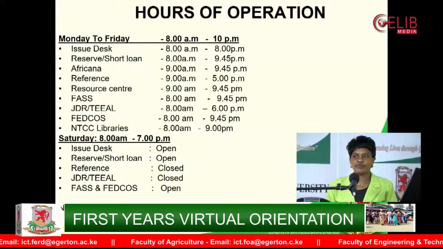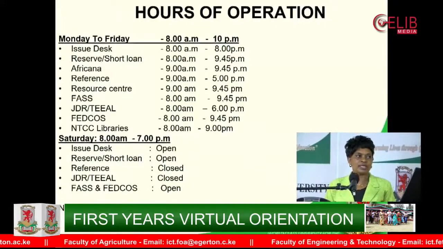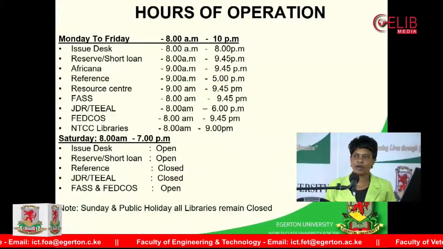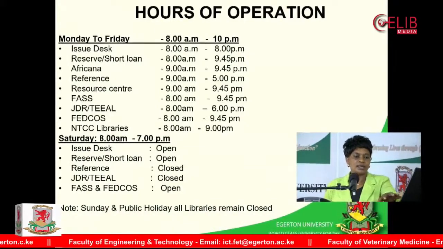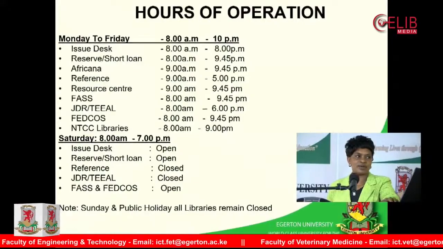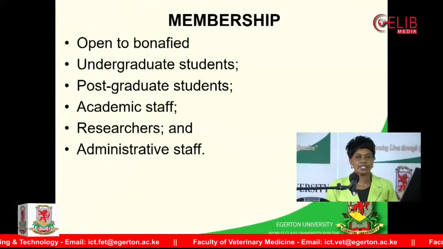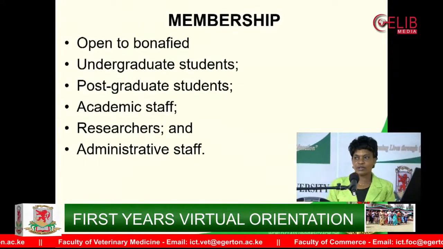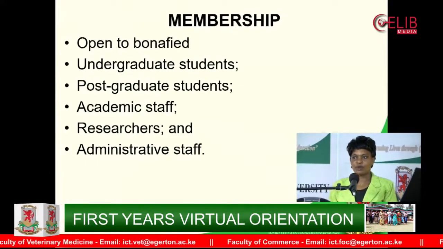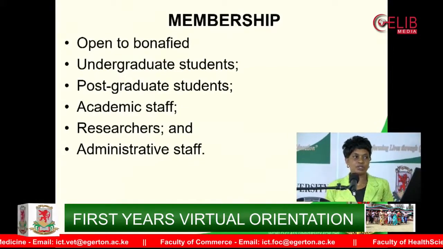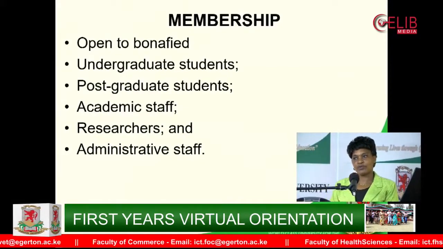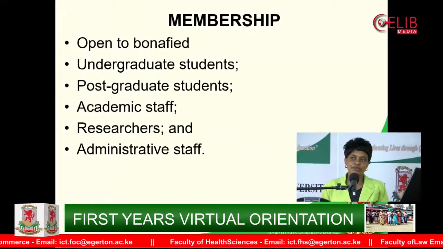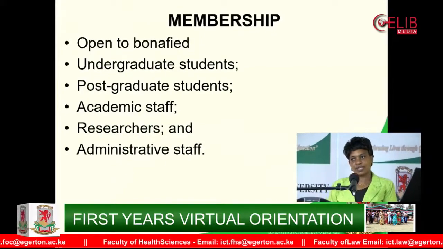We are physically available in all those libraries that I've mentioned, and we have various hours, but our main hours of operation are from 8 o'clock in the morning to 10 in the evening, in any of those libraries that I've already mentioned. Membership: who can be a member of our library system? We have the undergraduate students, of which now you have become one of them. We also have the postgraduate students. We also have the academic staff or the teaching staff, whom we normally refer to as lecturers. Then we also have researchers, and we have the administrative staff.